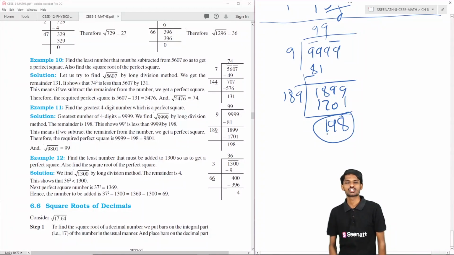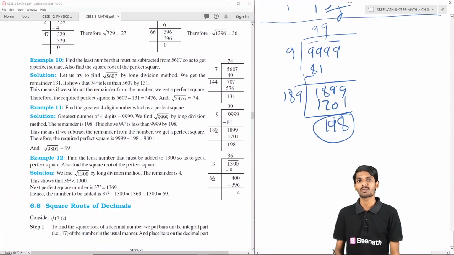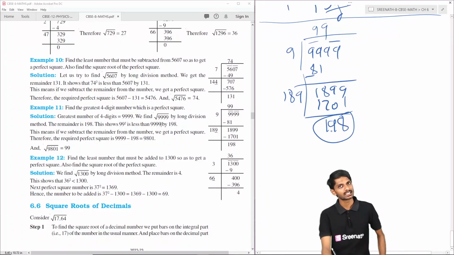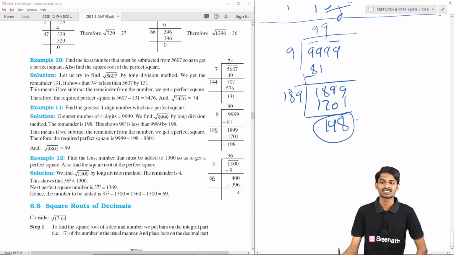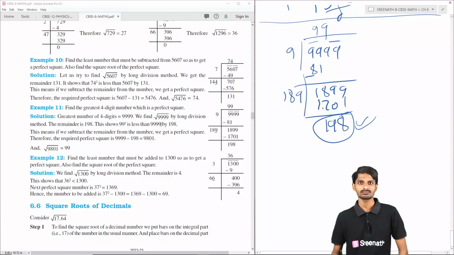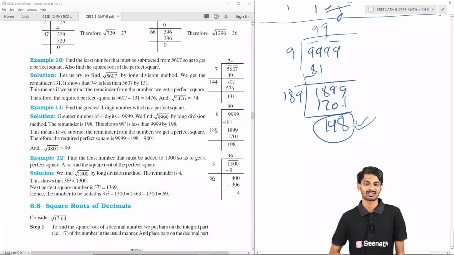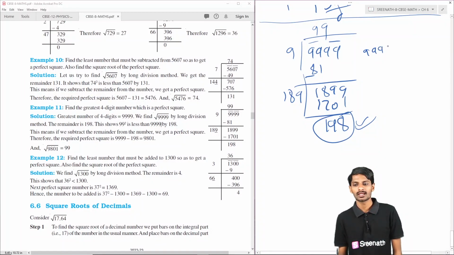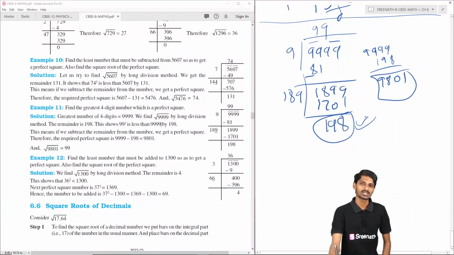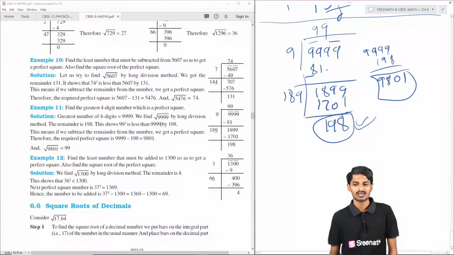So if you get 0 as the remainder, then it is a perfect square, but we are getting 198 as the remainder, which is the extra term. So if you subtract this 198, you will get the remainder 0, and then that number will be a perfect square. So you have to subtract 198 from 9999, you will get 9801. So it is the greatest 4-digit number which is a perfect square.